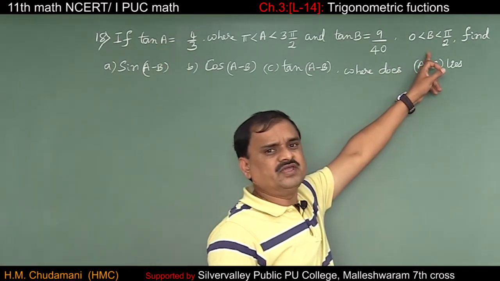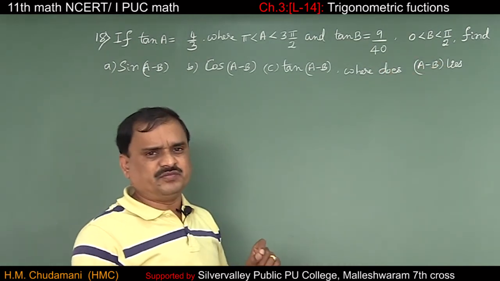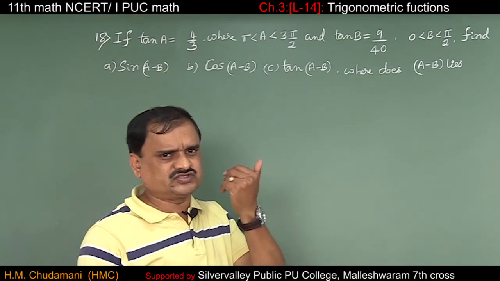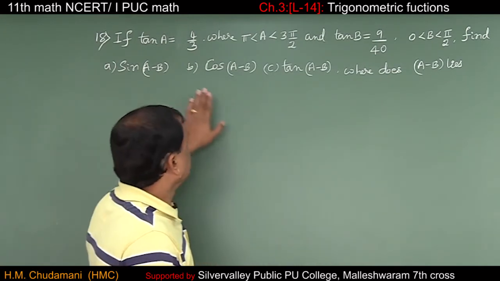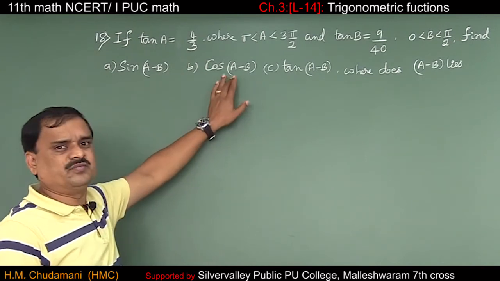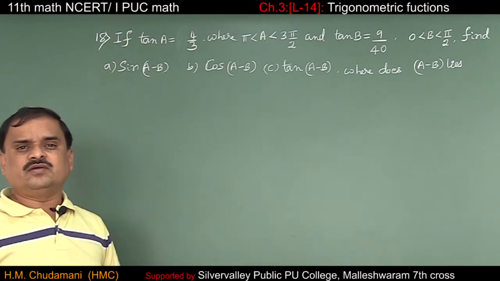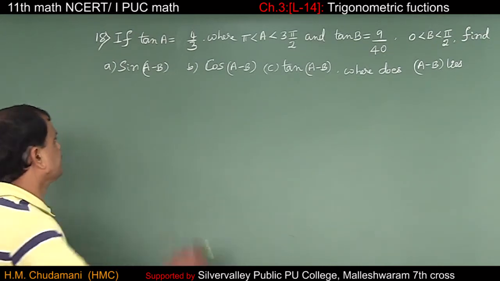Look at the angle B. B is greater than 0 and less than 90 degrees. So that means it lies in the first quadrant. In the first quadrant all are positive only. Find sin of A minus B, cos of A minus B, tan of A minus B. Where does the angle A minus B lie?